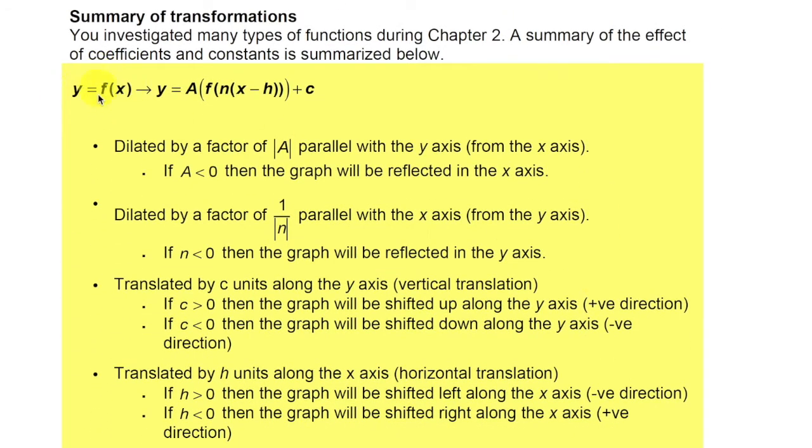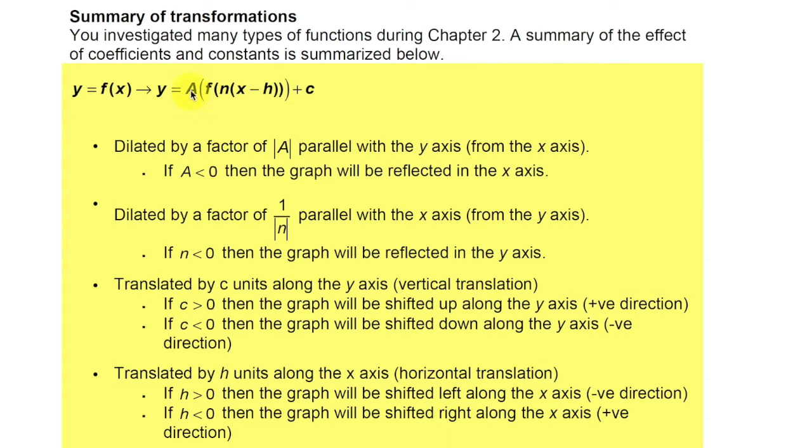Transformation. So if we've got any function f of x and it becomes this function here where I've got the f part and there's the x part, with these transformation effects of capital A, N, H and C, then here's an explanation, a summary of what occurs. Just to remind you, I've got A. So what's going to happen here is that we're going to be dilated by a factor of the magnitude of A parallel with the y-axis.